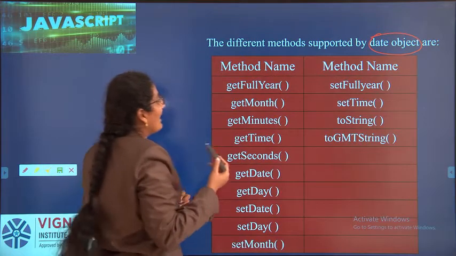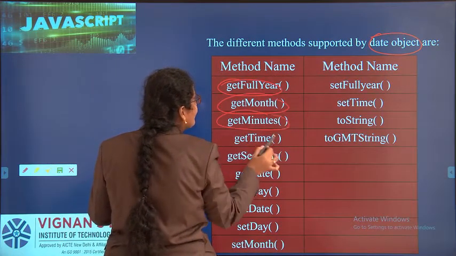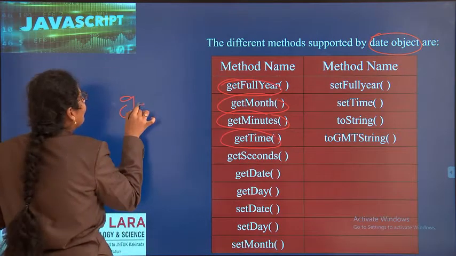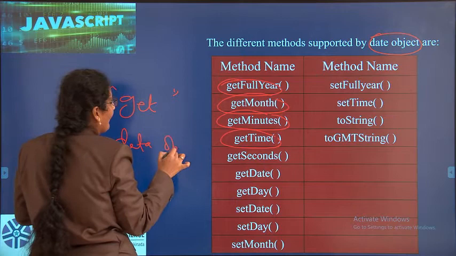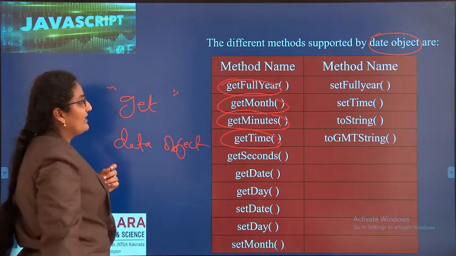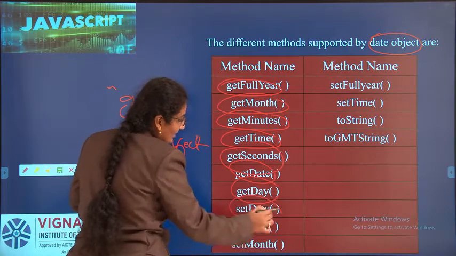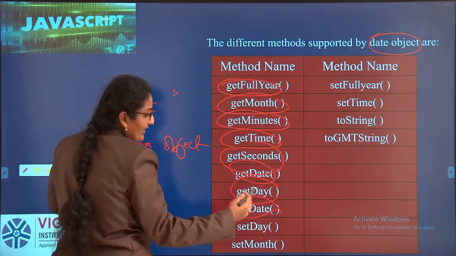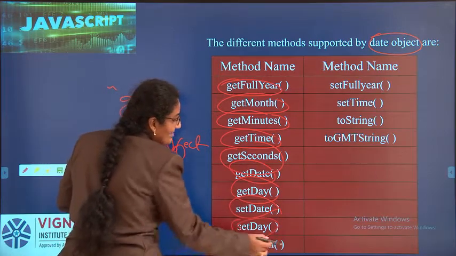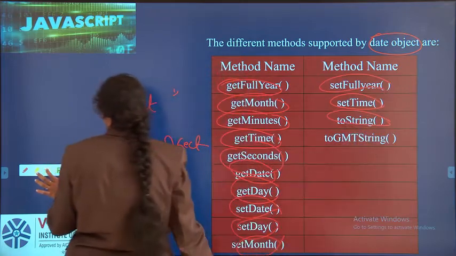So date objects will have methods like getFullYear, getMonth, getMinutes, getTime. Get is the word used in date object. So getSeconds, getDate, getDay, and set. Get is for getting the output for us. Set is for setting the date, setting the day, setting the month, and setting the time, year and all. So these things you have to remember.